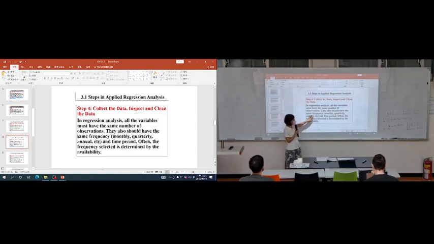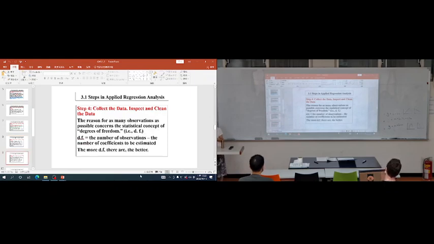What do we mean by same frequency? Either they are monthly data or quarterly data or annual data. I think this is especially for financial data. Usually we have monthly, quarterly, or some variable like stock price, we even have daily data, okay? Often the frequency selected is determined by the availability. So some of the variables are provided daily or even weekly. Daily, weekly, monthly, quarterly, annual. It depends on what kind of frequencies are available.